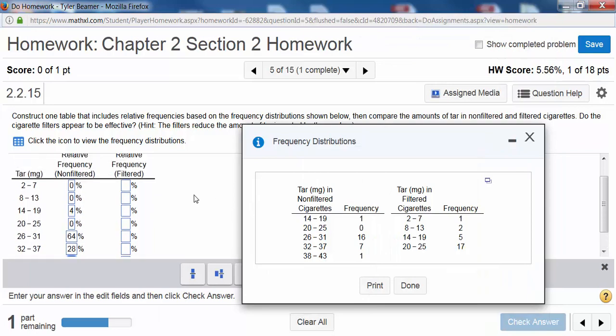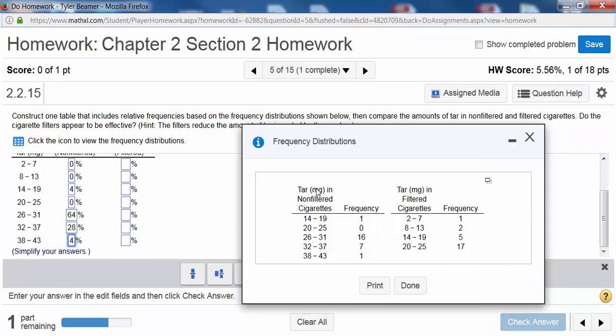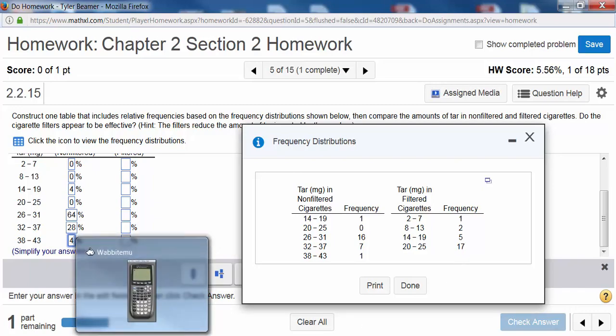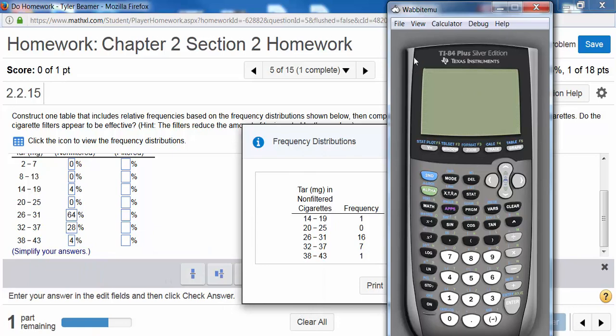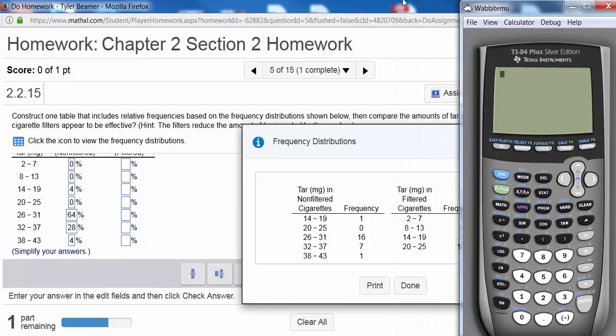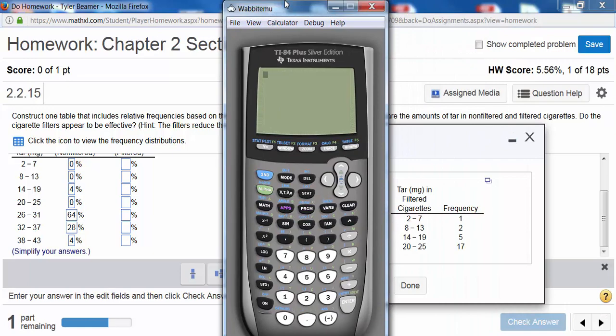Okay, so now let's do the same thing for filtered cigarettes. And so let's first of all find the total number of data points for filtered cigarettes. So we're going to add up these numbers here. So 1 plus 2 plus 5 plus 17. We also have 25 data points in the filtered cigarette distribution. So we basically do the same thing to determine those percentages.